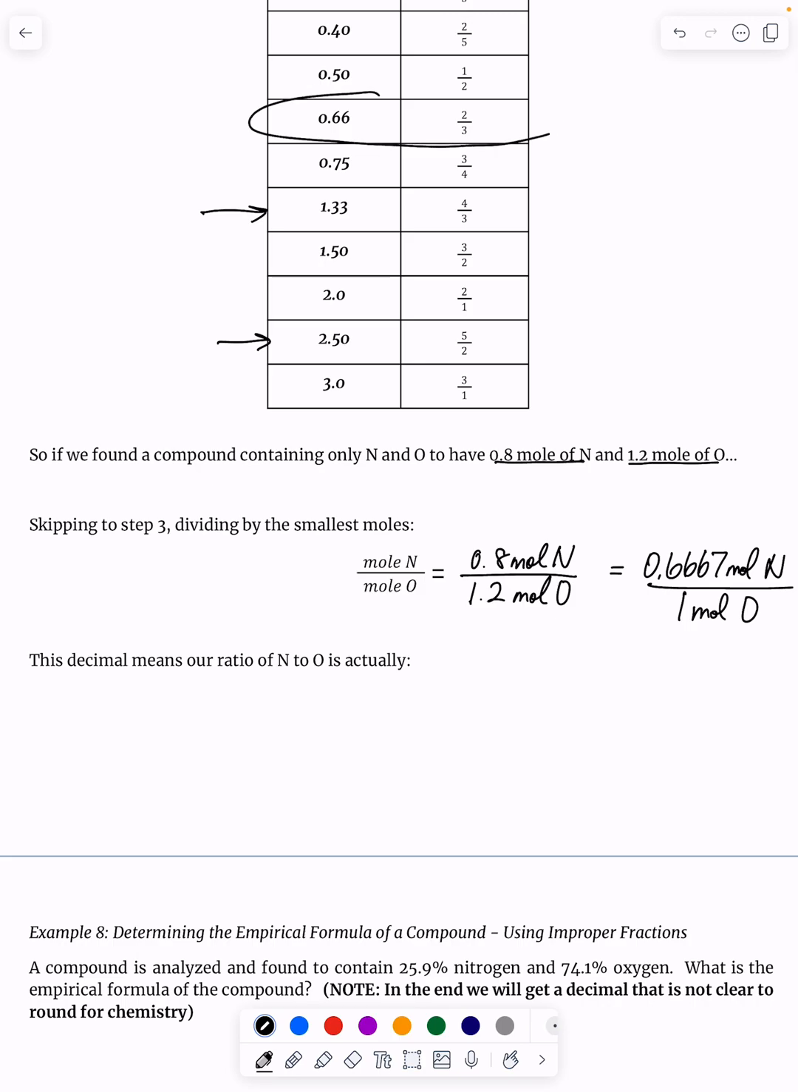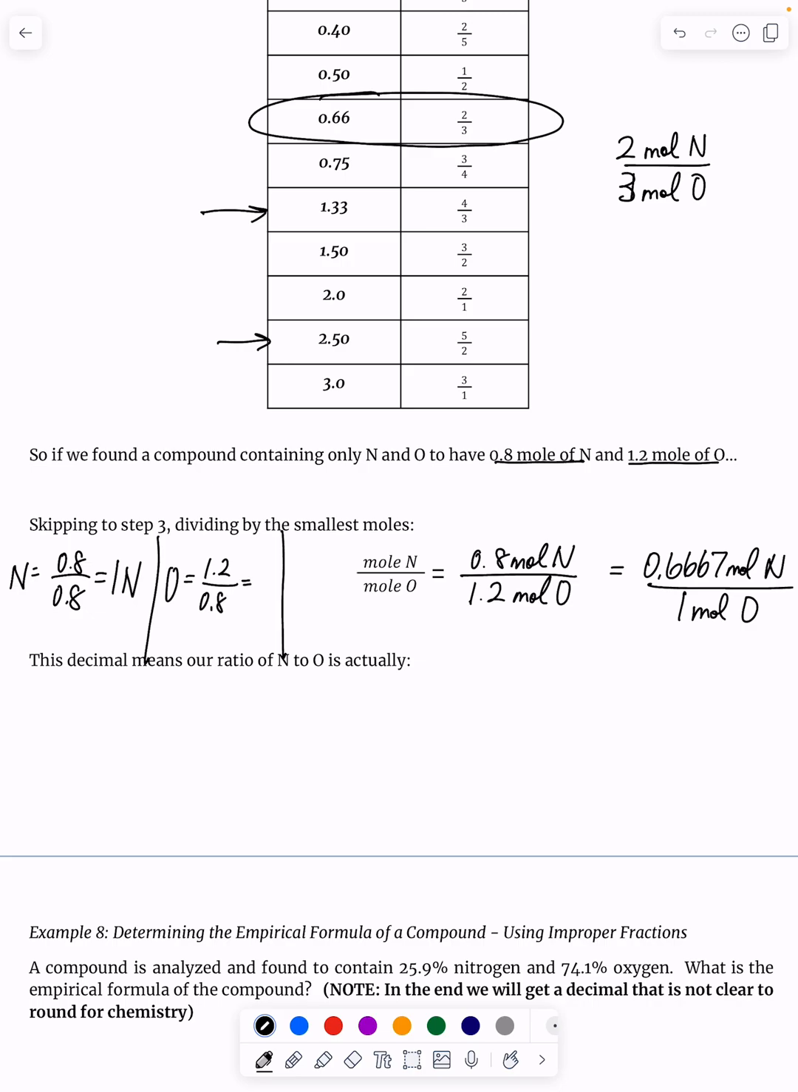0.666 is giving me a 2 to 3 ratio. So really, if I had 0.66 N to O, what I really have is 2 moles of N for every 3 moles of O. Let's do this using step 3, actually. If I was doing step 3, I would divide both by the smallest moles. So if I had N, I would have 0.8 divided by 0.8, which is 1 N. And then if I had O, I would have 1.2 divided by 0.8.